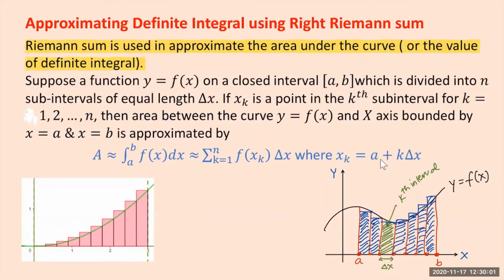Your xk is a plus k delta x. In the left Riemann sum, it was a plus k minus 1 delta x. But for the right Riemann sum, it is a plus k delta x.